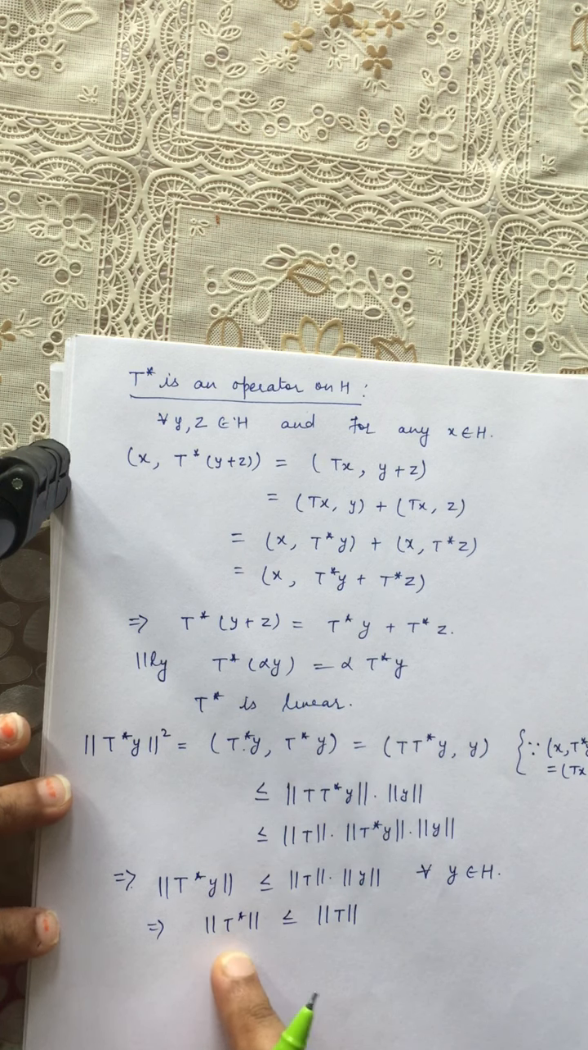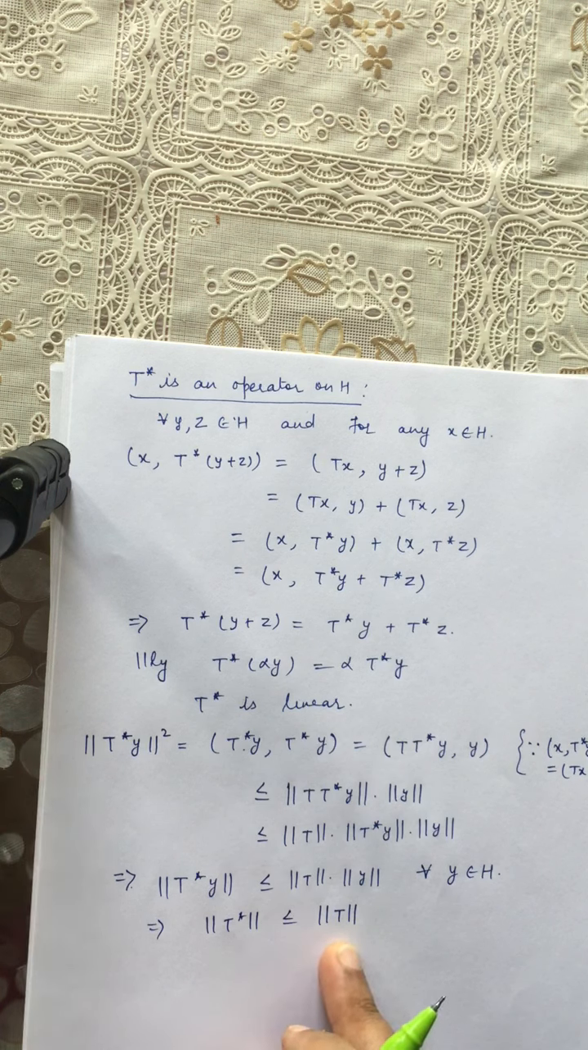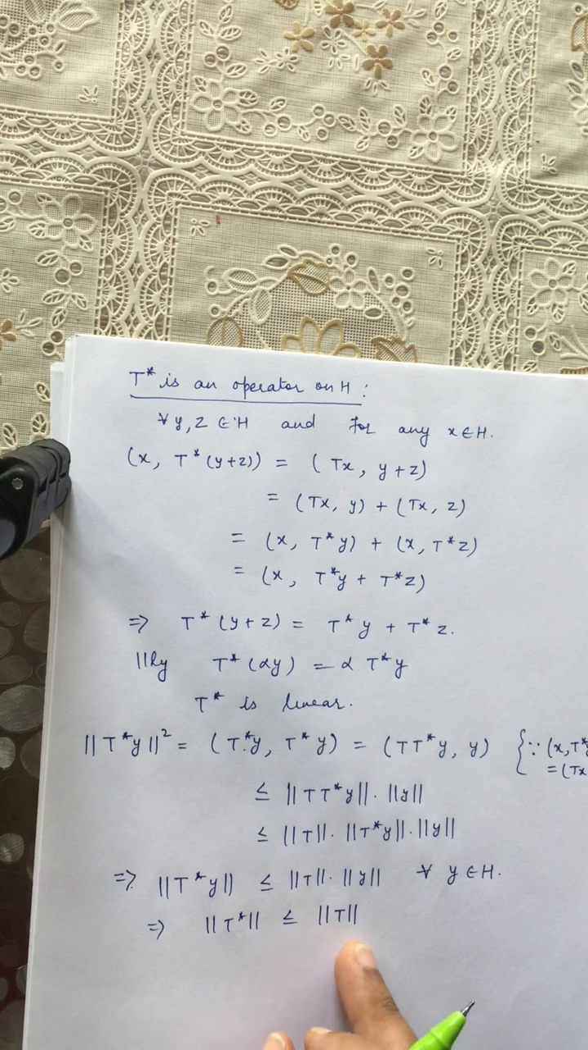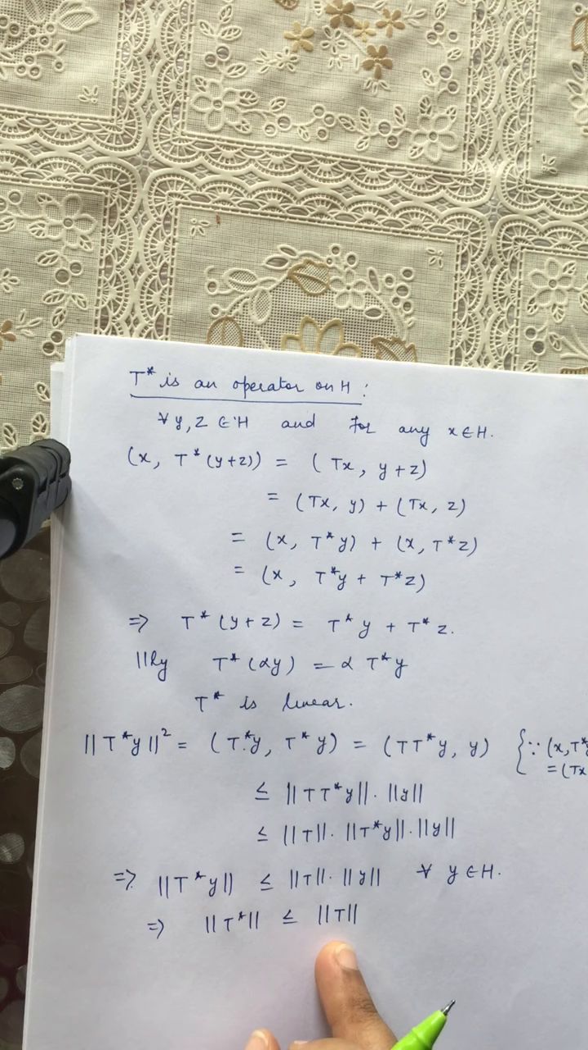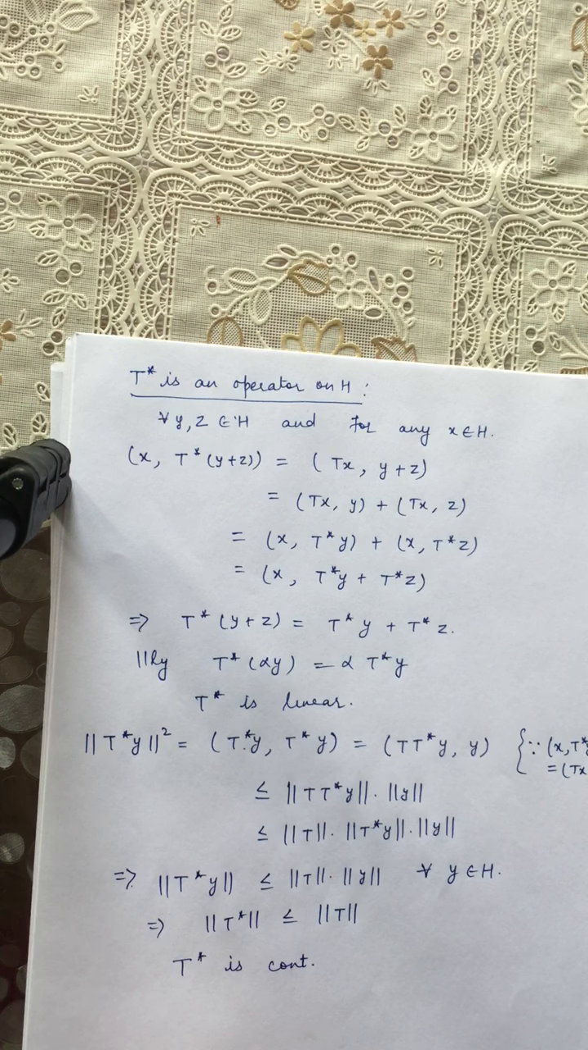Now norm of T star is less than or equal to something which is finite because T is already an operator. So if T is an operator, then norm of T is a finite quantity. So if this is less than or equal to this, that means this is also bounded. So if T star is bounded, then it is continuous also. So T star is an operator on H because it is linear and continuous.